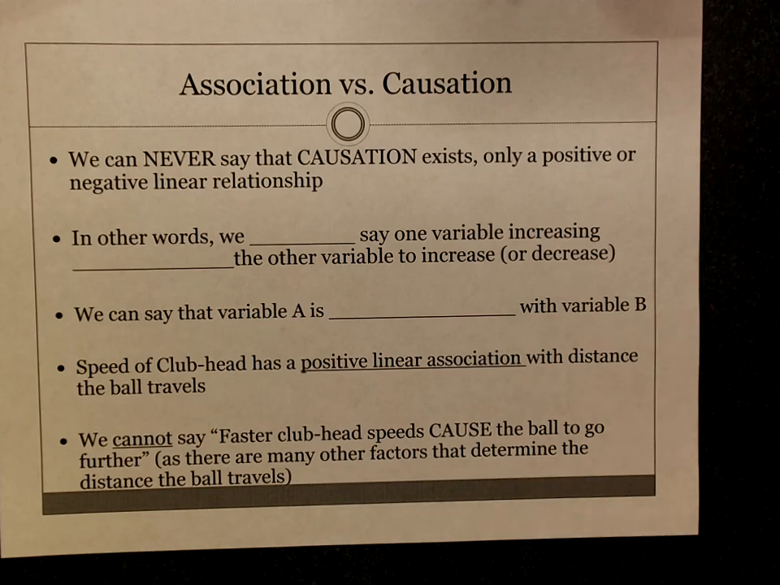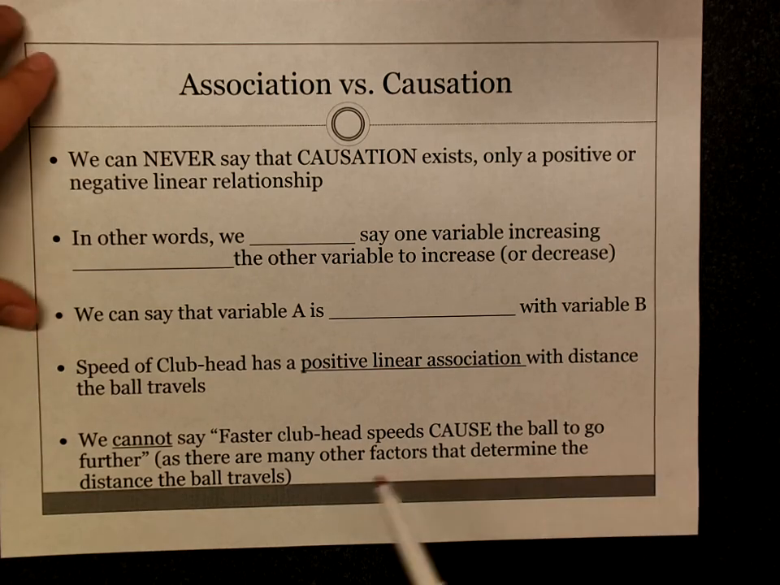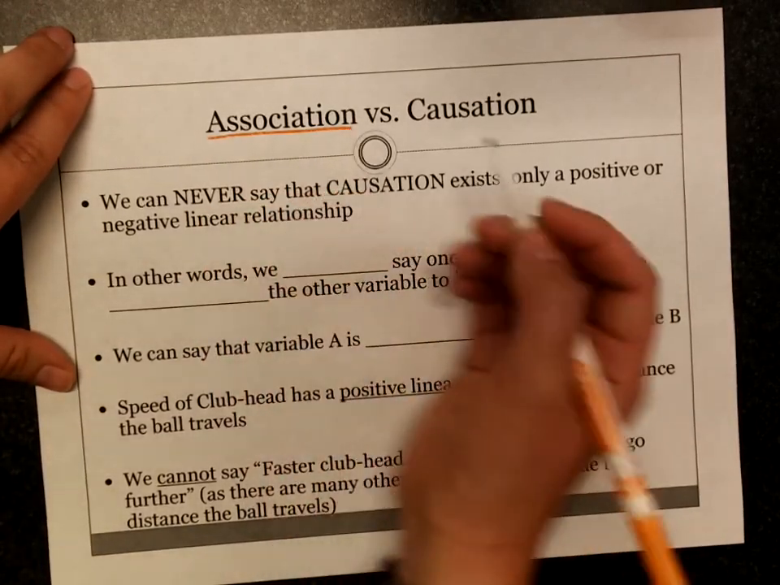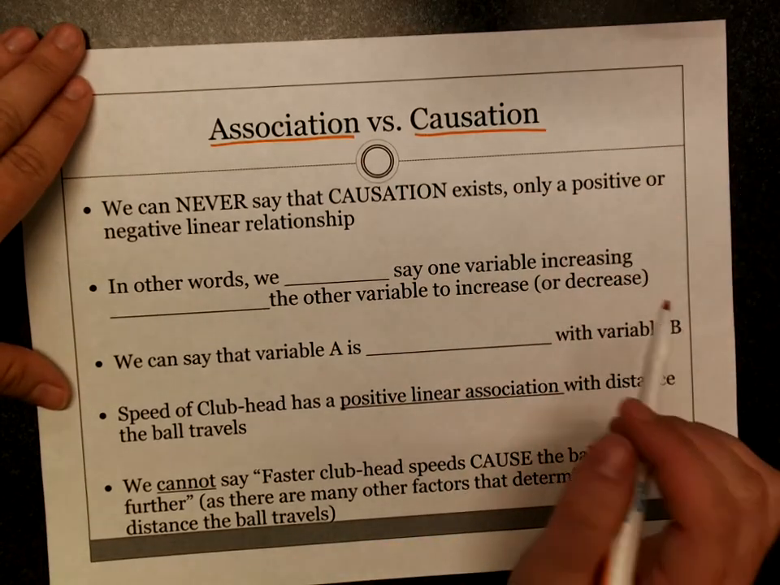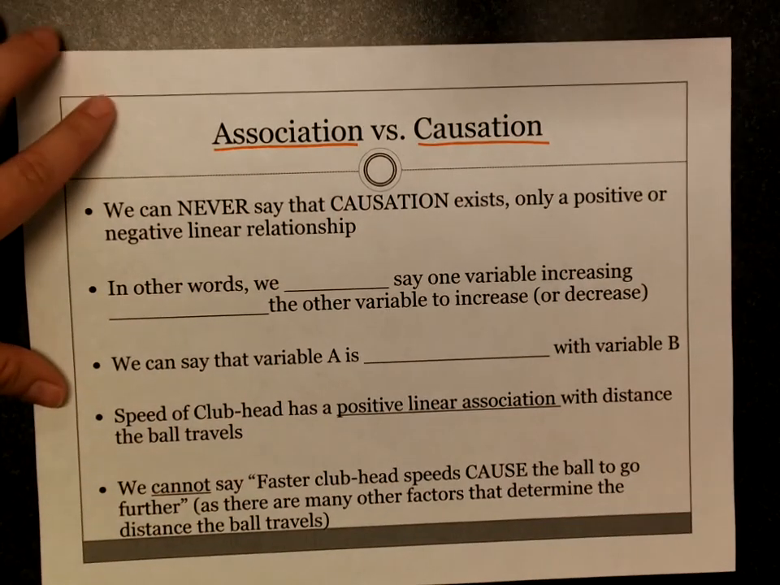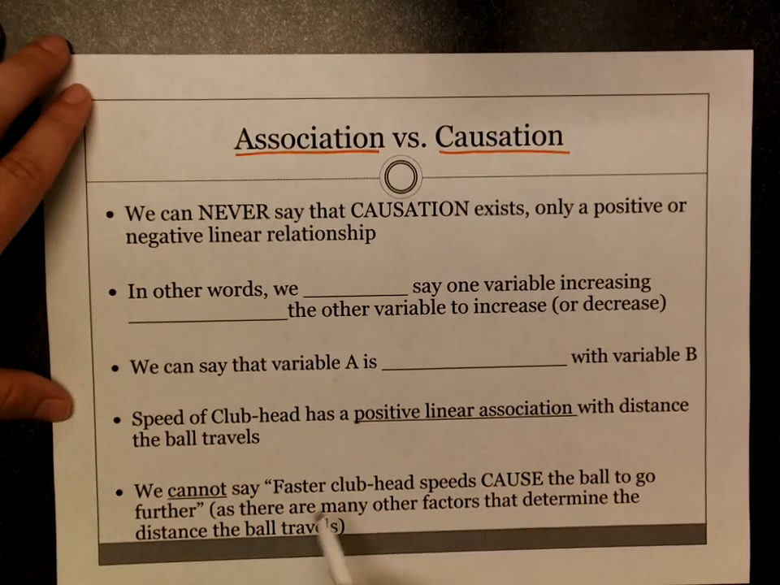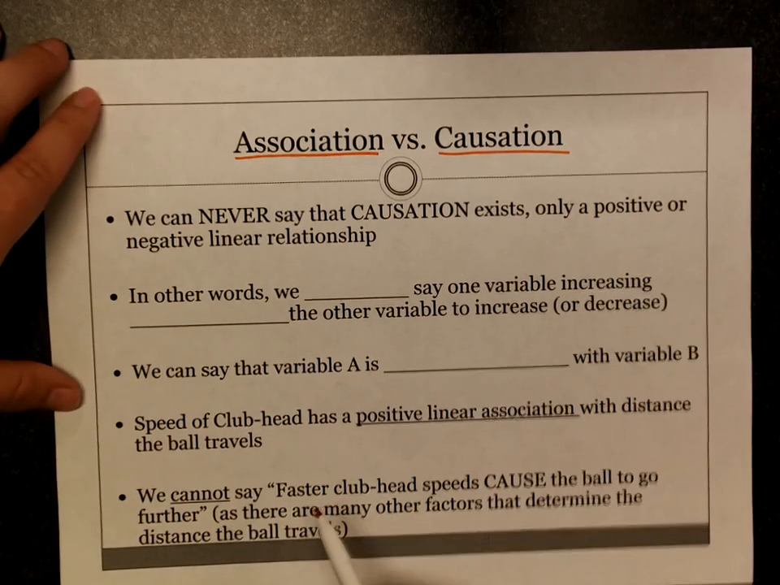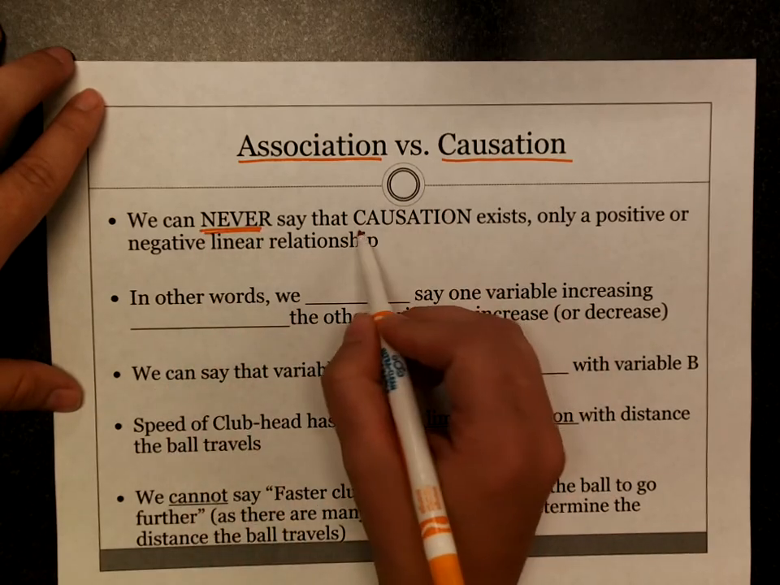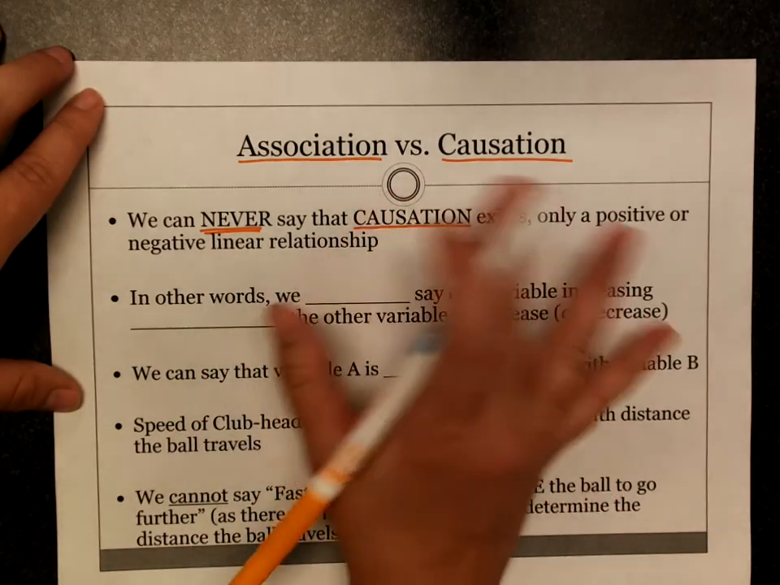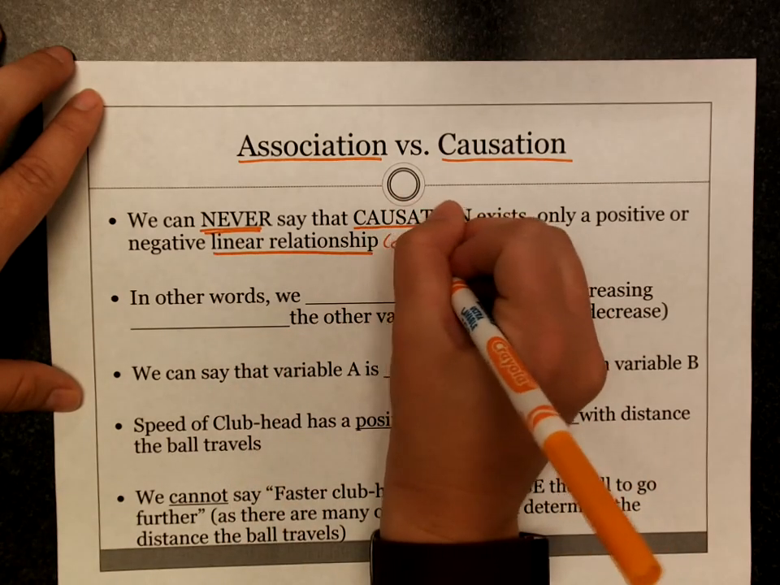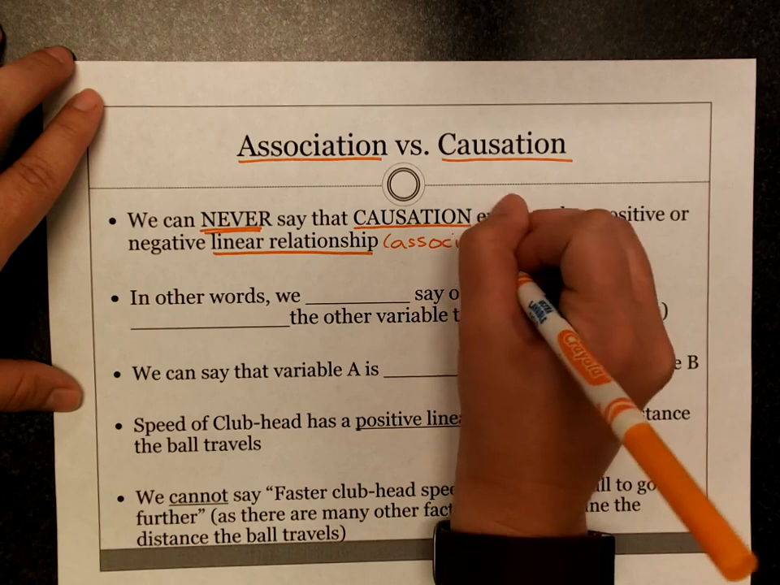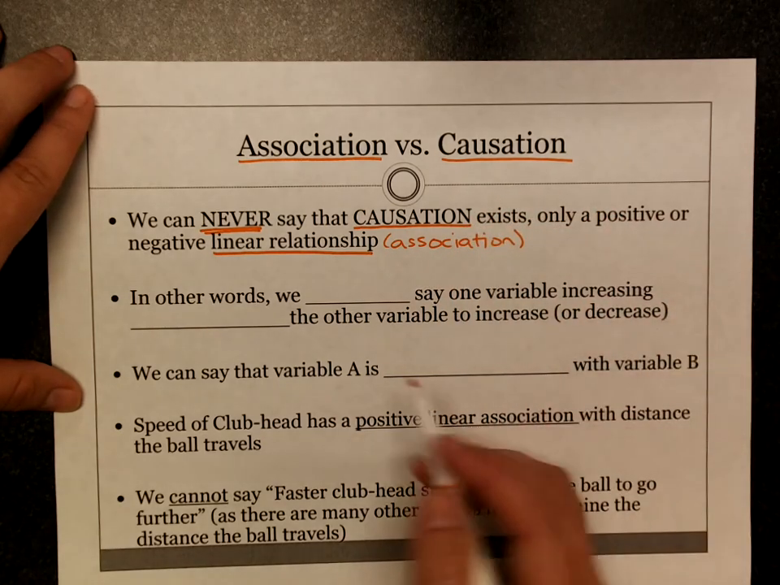All right, the last part of section 4.1 is just a quick discussion on the difference between the word association and the word causation. So lawyers are always very particular in their words, and they choose their words cautiously because you have to be very careful what you say. So we can never say that causation exists. All we can say is that there's a linear relationship or association. So just be careful with our words.